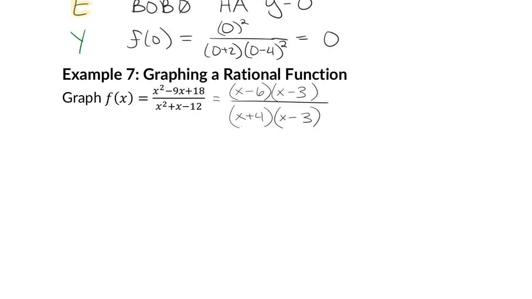What's the same on the top and bottom? The x minus 3, yes? So I'm going to say that x minus 3 is going to create a hole in my graph. Not a vertical asymptote, not a 0. It's a hole. So on this first step, we actually are going to have a hole here. So we're going to have a hole at x equal to 3.